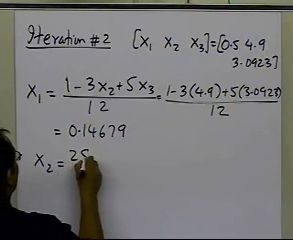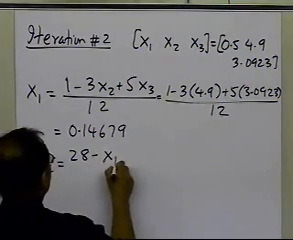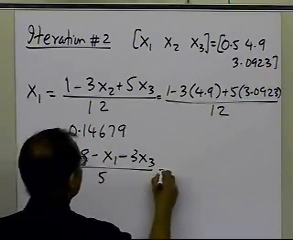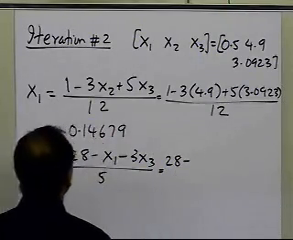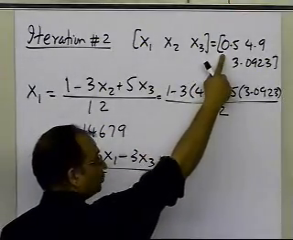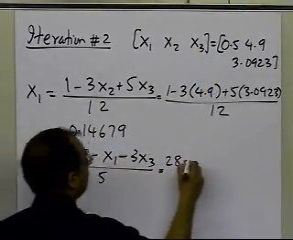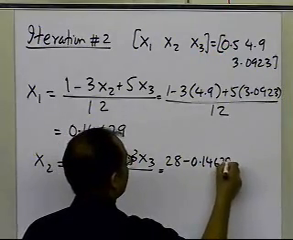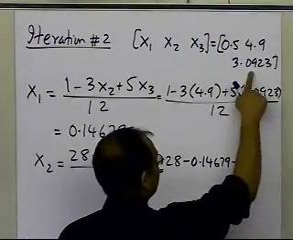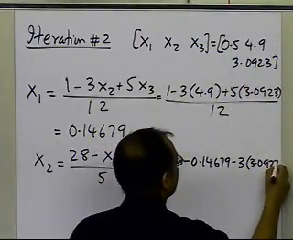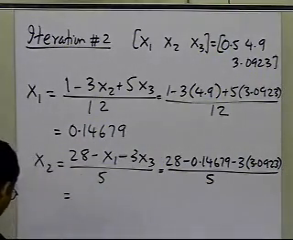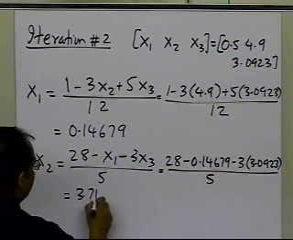Same thing I want to do for x2. x2, the formula is 28 minus x1 minus 3x3 divided by 5. So this turns out to be 28 minus x1. Again, you use the most recent value. The value here is 0.5, but we're going to use the most recent value for x1, which is 0.14679, minus 3 times x3, which is 3.0923, divided by 5. And this number here turns out to be 3.7153.